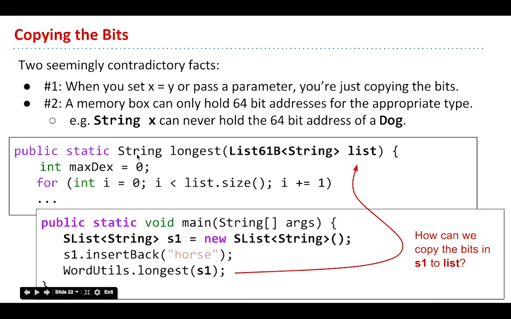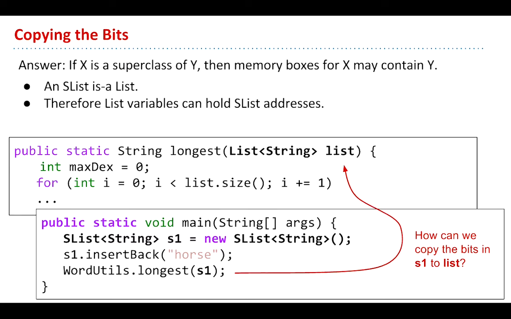Now we had another fact, which is that when we create a box, a variable, a little thing in the visualizer, it's only allowed to hold addresses for the appropriate type. So for example, a String variable should never point to a Dog. And yet, if we look at what we've done in lecture today, we created an SLList, maybe put some words in it, and then we passed along an SLList into a List61B variable. So there's a box somewhere in memory called S1, and it has the address where this list lives. And then over here, we have a List variable, and we're trying to copy the bits so it points over there. That seems like it should be a little problematic, but Java has a very simple rule.